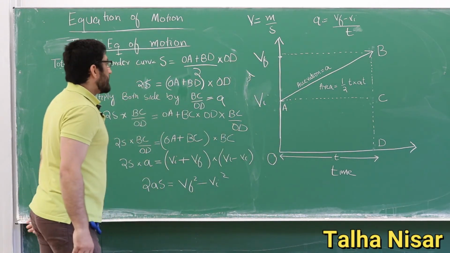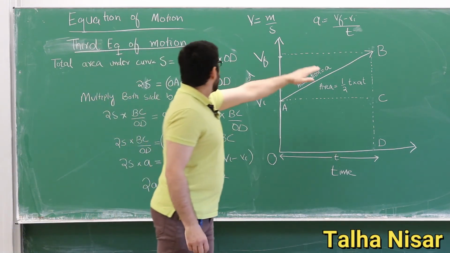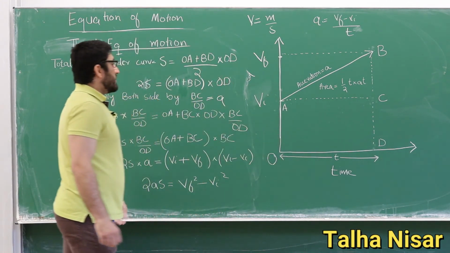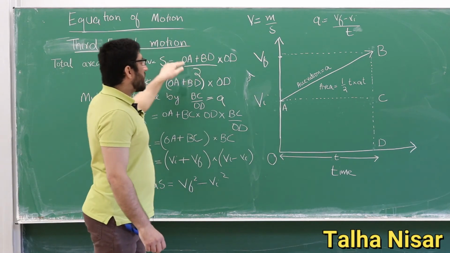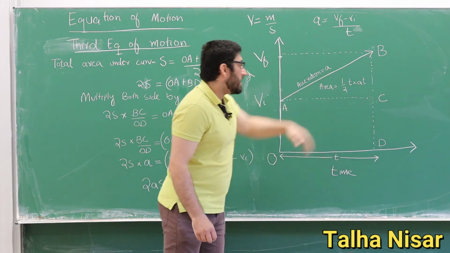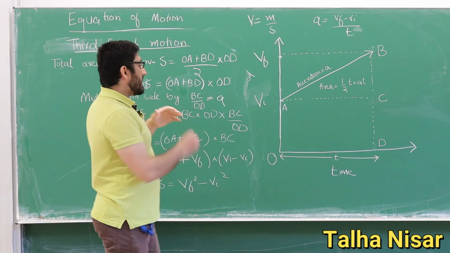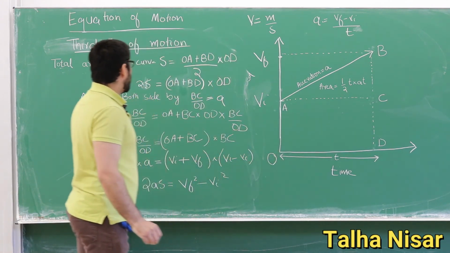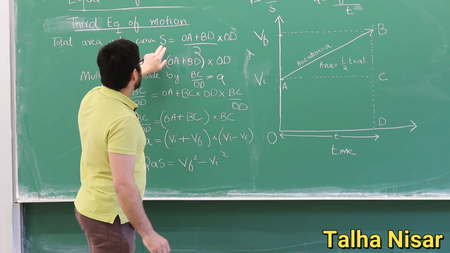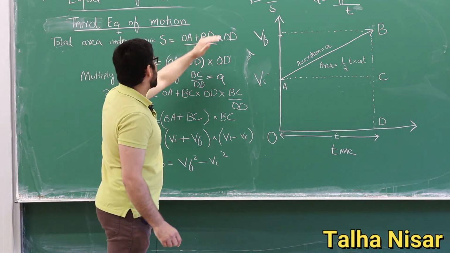So the total area is OA, multiplied by OA plus BD. The BD is here, and then multiplied by OA. So this is the total area under this curve. Previously we took the area of this triangle and then this one, but for the third equation, we just write the total area under this curve. Now we take this 2 to the S here, we just shift this one here. So we have 2S here, but the remaining is the same.